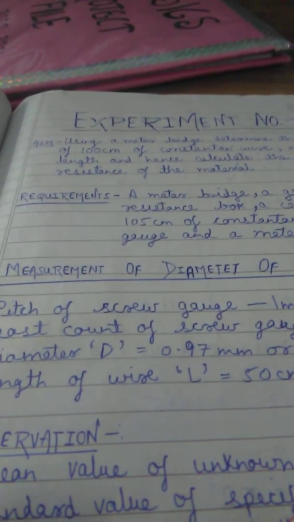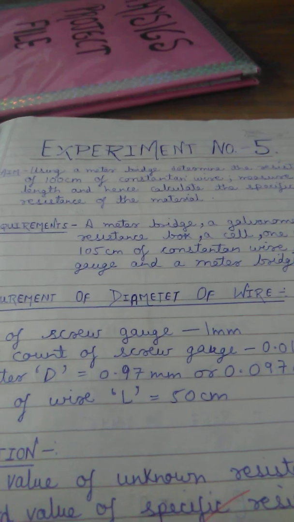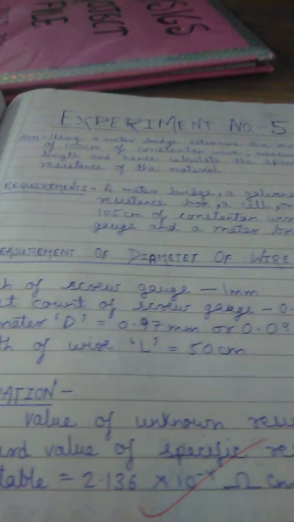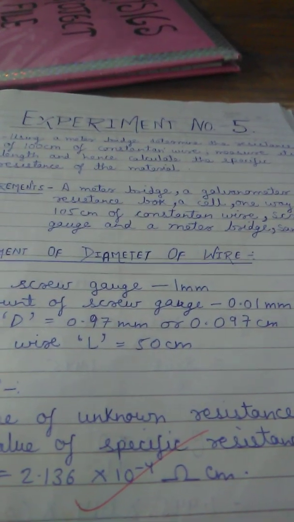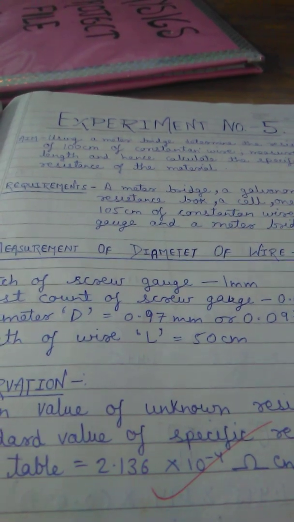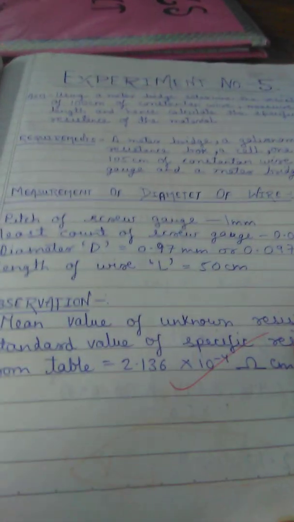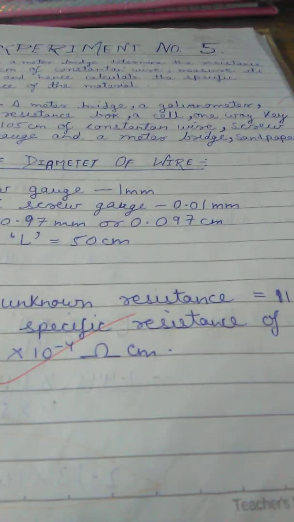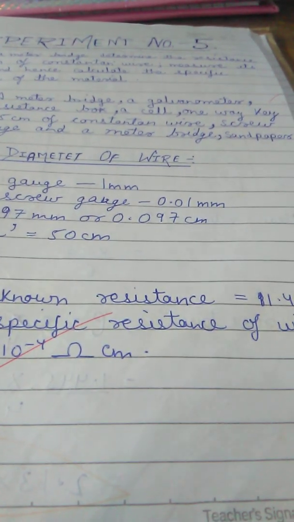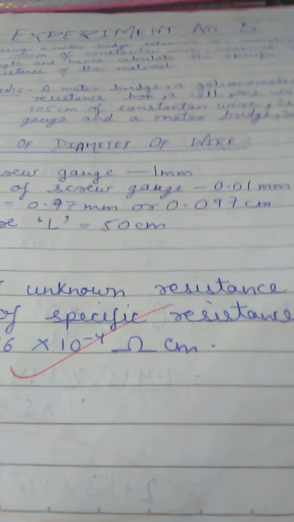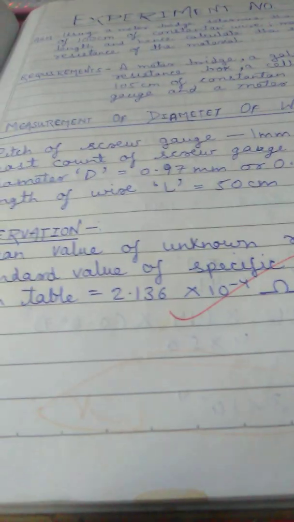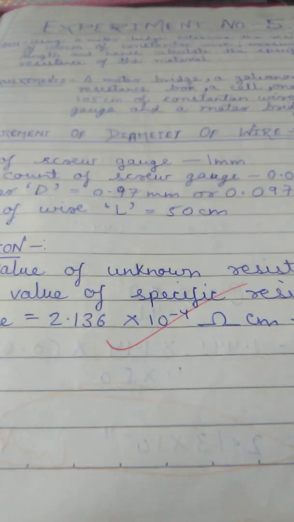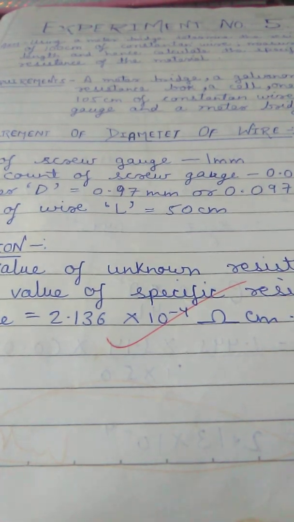Then we have to measure the diameter with the help of the screw gauge. Suppose the pitch of the screw gauge is 1 mm, the least count of the screw gauge is 0.01 mm, and then you have calculated the value of D. The value of D is 0.97, and you have converted this into centimeter. Then the length L of the wire is 50 centimeter. Which wire? It is the wire which we are using in the bobbin.